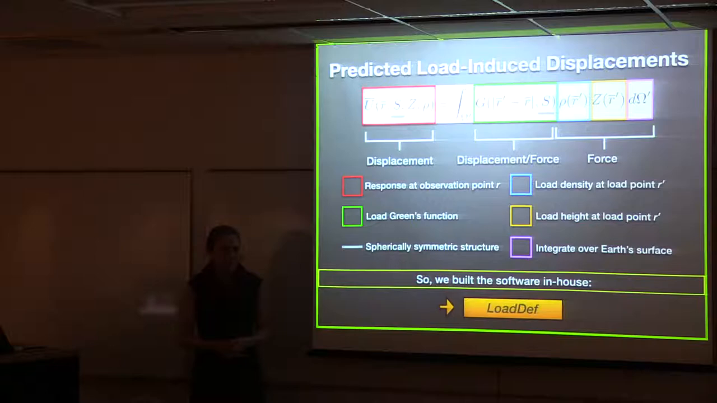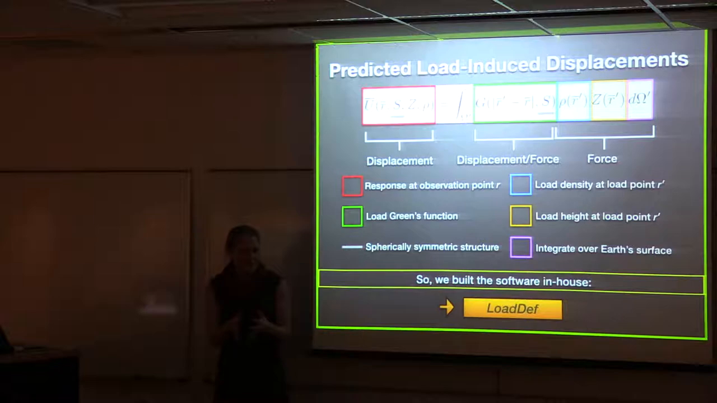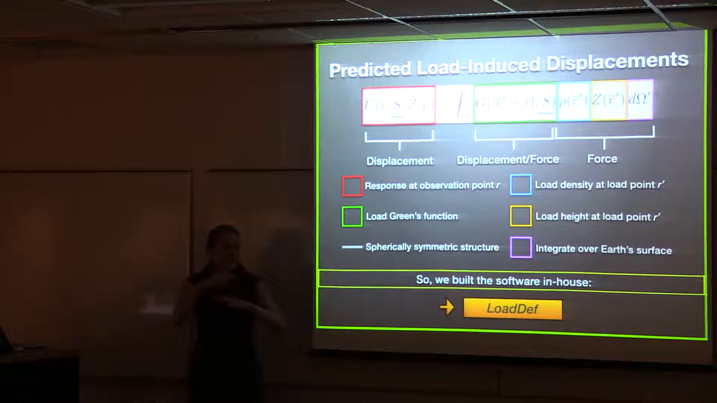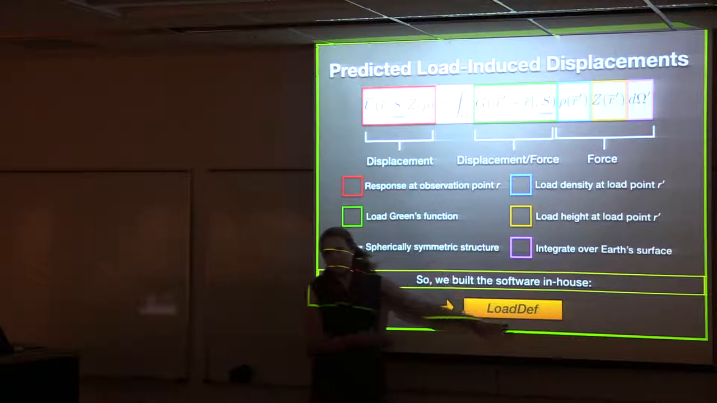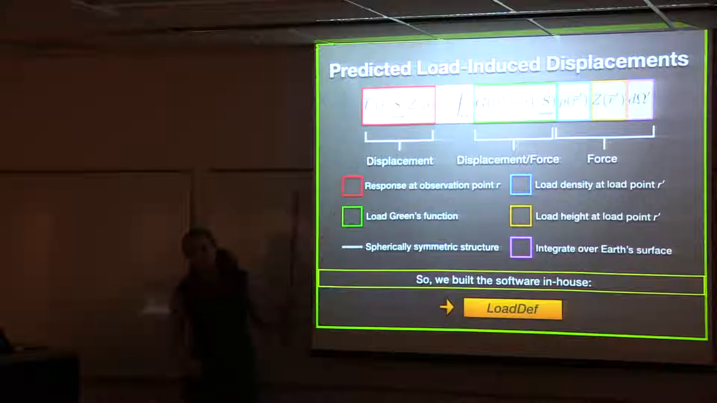And by the way, it's general. It's not specific to the ocean tides. We can also use this software to model how mountain ranges subside and uplift when you have variations in snowfall from year to year, or changes in lake volume, for instance. So any kind of load that you know and can define, you can plug into the software, into this equation, and compute at a particular point what your displacement is from that load.